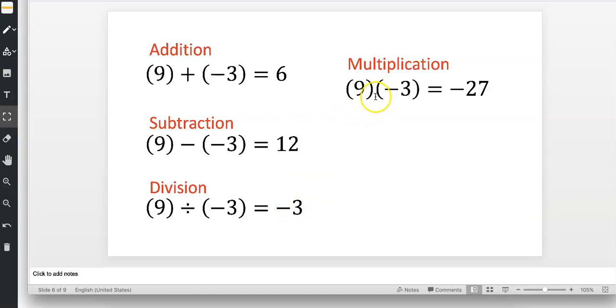Now what's different about this example is that you see no operation in between the parentheses. In each of these there was an operation between the parentheses. Addition, subtraction, division. But over here there's no operation. If there's no operation between the parentheses, that is when parentheses means multiplication. So 9 times a negative 3 we get negative 27.